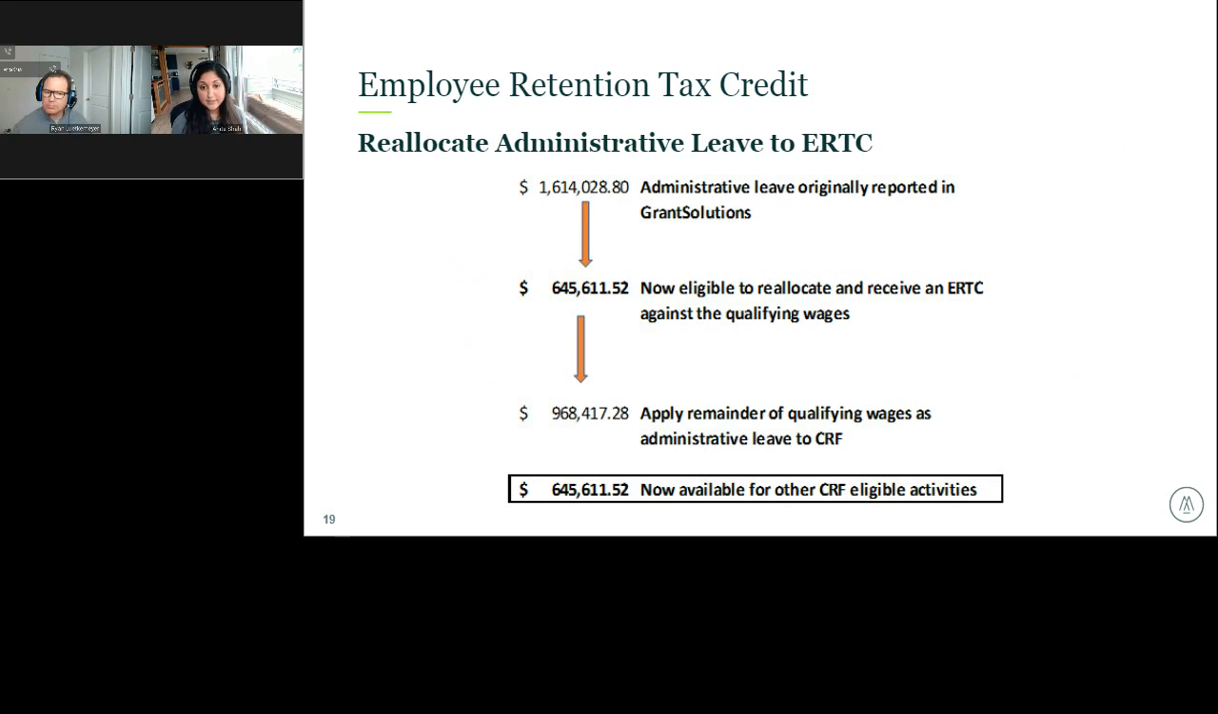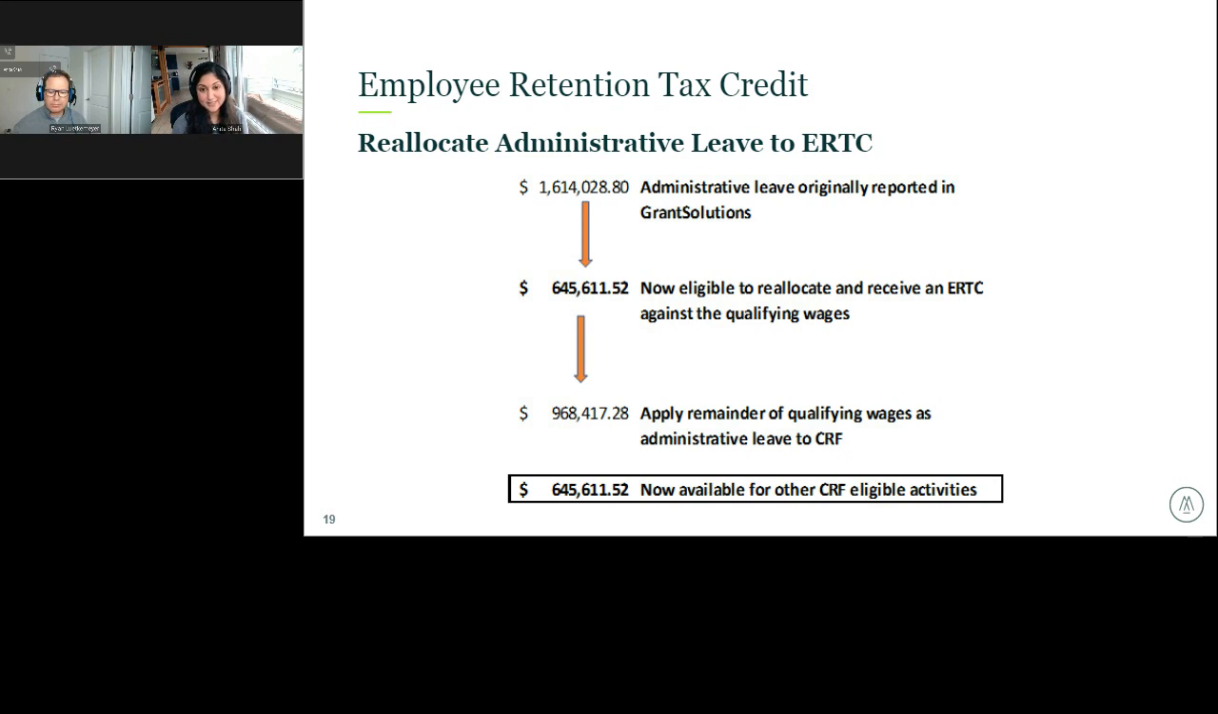Suppose you had administrative leave that you charged to the Treasury CRF program and reported in GrantSolutions in the amount of $1.6 million. Now, based on the example I showed a couple of slides ago, your total employee retention credit, based on your calculations, would be a refund of $645,611.52, which means only $968,000 would need to be charged to the CRF program, because now you have that credit. You would decrease the amount of charges to the CRF program, and now you have $645,611 available to pay for other CRF eligible activities.